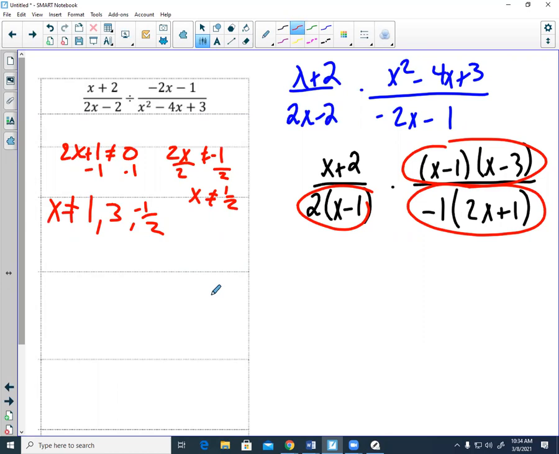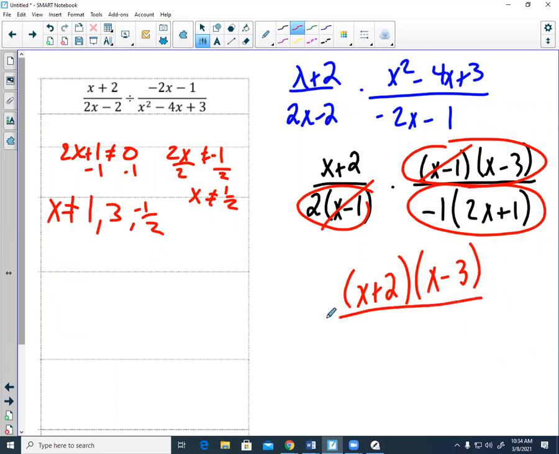All right, so now we move on and we start to simplify whatever we can simplify. So right here, I see that there's an x minus 1 on the top right and an x minus 1 on the bottom left. Is there anything else here that's going to cancel at all? Anything at all that we see? Not really. So now I'm going to combine it into one fraction. So it's going to be x plus 2 times x minus 3 over, I'm going to combine the 2 and the negative 1 to be a negative 2 and then a 2x plus 1.